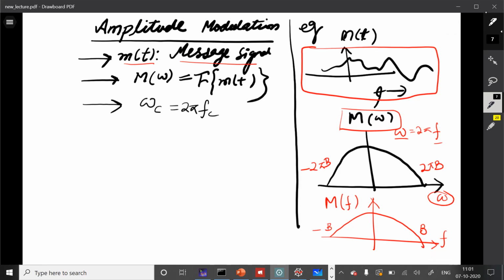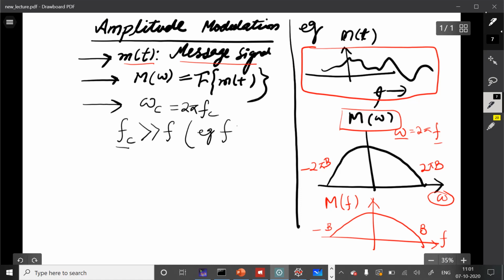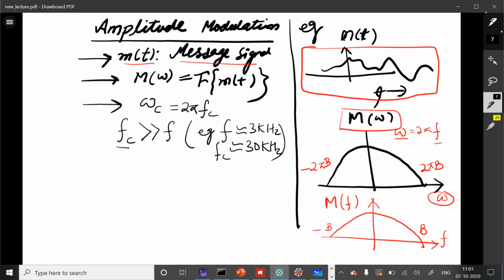We will see that this fc is quite high compared to the usual frequency f on which you are transmitting the signals. Fc is quite high. As an example, if f is in the range of 3 kilohertz, then fc can be, suppose, 30 kilohertz. And we want to shift this message signal, which has this bandwidth, this frequency transform which I have shown on the right hand side, to higher frequency.